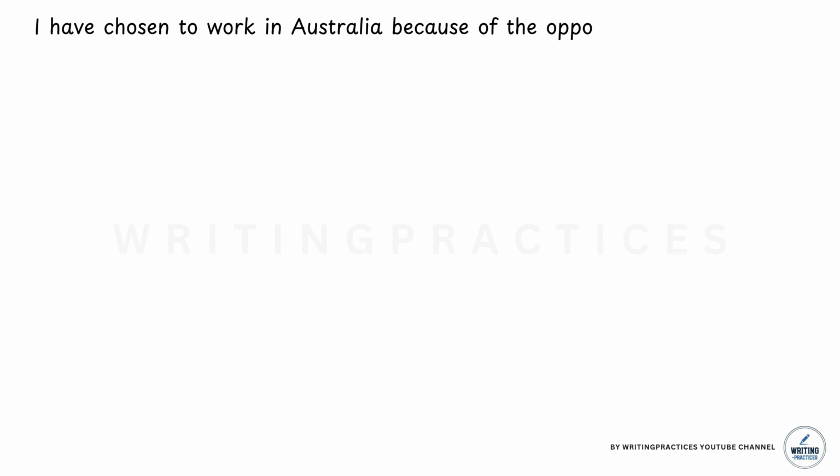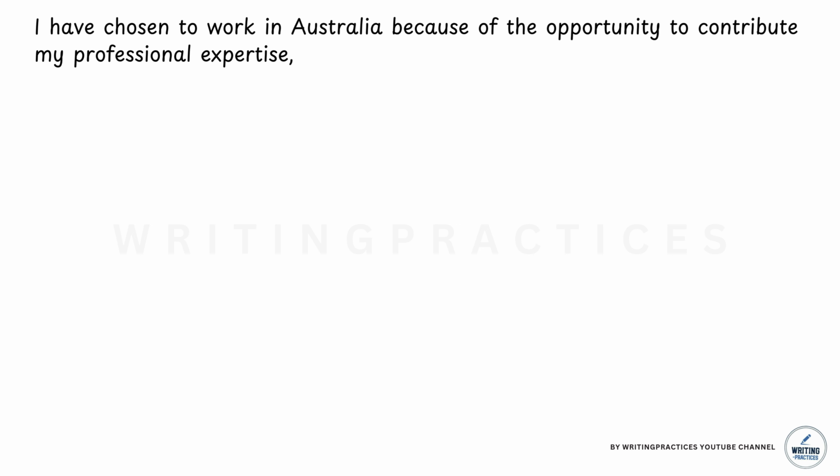Seventh paragraph, reason for working in Australia. Explain why you chose Australia. Example, I have chosen to work in Australia because of the opportunity to contribute my professional expertise, further develop my career, and gain international experience in a highly professional working environment.